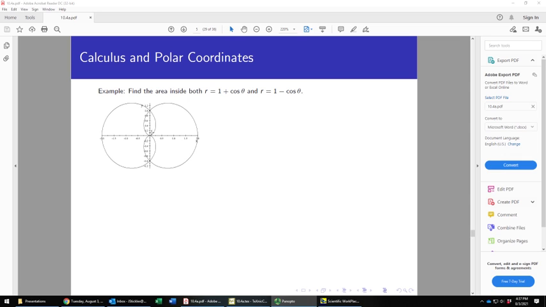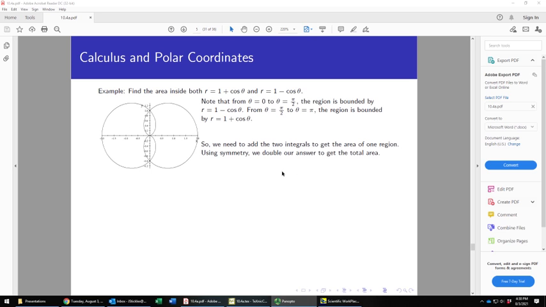Once we get to pi over 2, the bounding curve changes, but we still only go from pole to curve. We don't need to subtract anything here now. What we need to do is integrate one of them to find basically this half of this area, and then integrate the other to find this other half, or it's split in two. All right, so again, from 0 to pi over 2, 1 minus cosine theta bounds the curve. From pi over 2 to pi, 1 plus cosine theta bounds the curve.